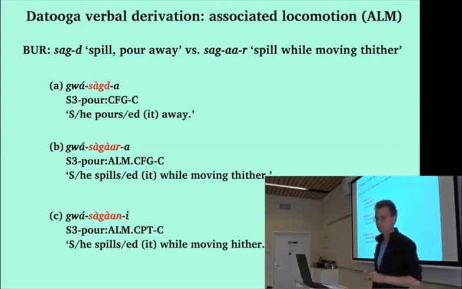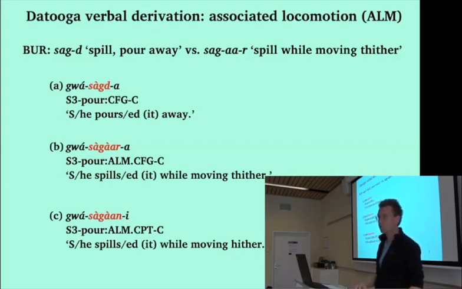It contains the centrifugal extension, others call it itive, which is d, and this indicates that the action is performed with a trajectory away from the deictic center. And in contrast to this, 1b describes the action of an agent spilling liquid from containers which he or she might have knocked down accidentally in passing away from a deictic center.